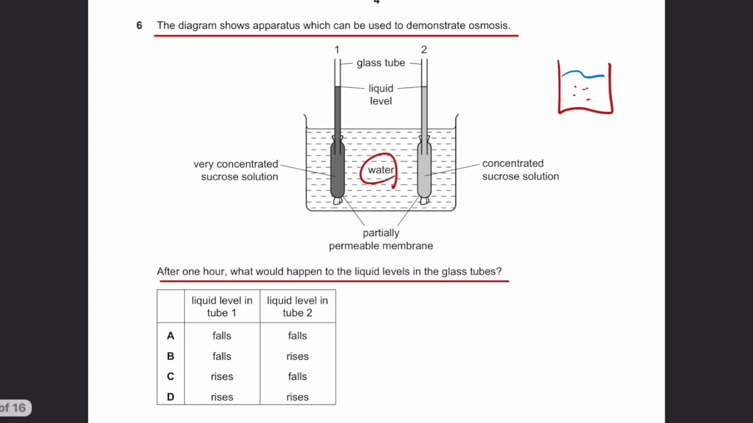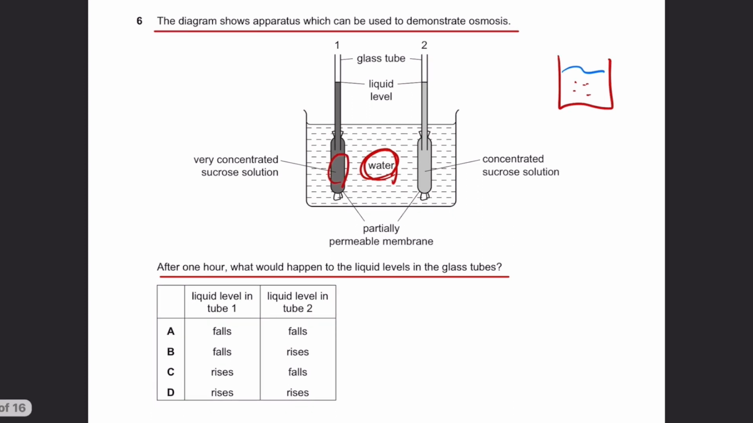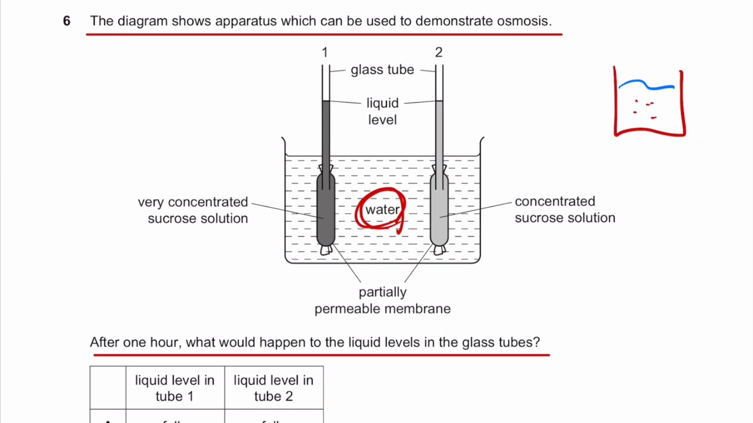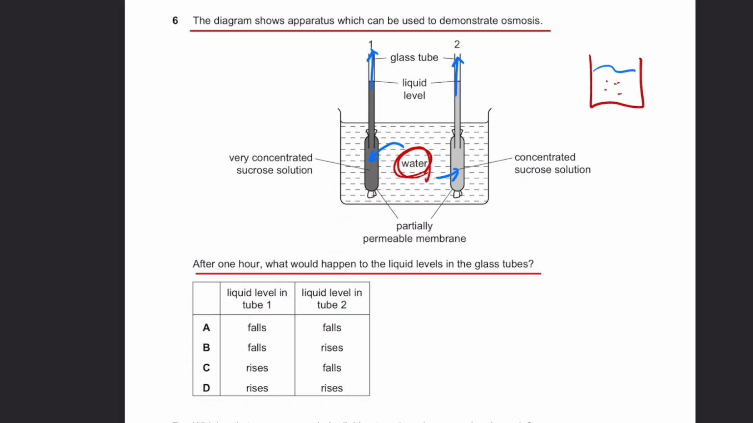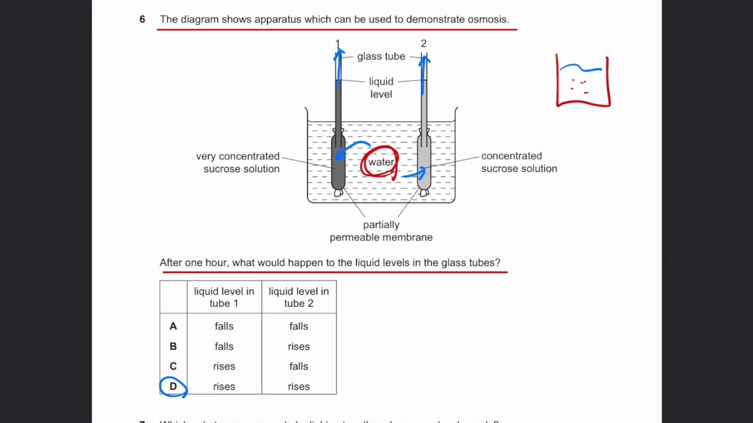So if you compare to the outside, now there's more sucrose molecules in the solution, so there's less water, which means the water outside will move into the solution. Same thing will happen here as well on the right side. So if the water goes into the left side and the right side of the tubes, then both of the liquid levels will rise, right? Hence the answer will be D.